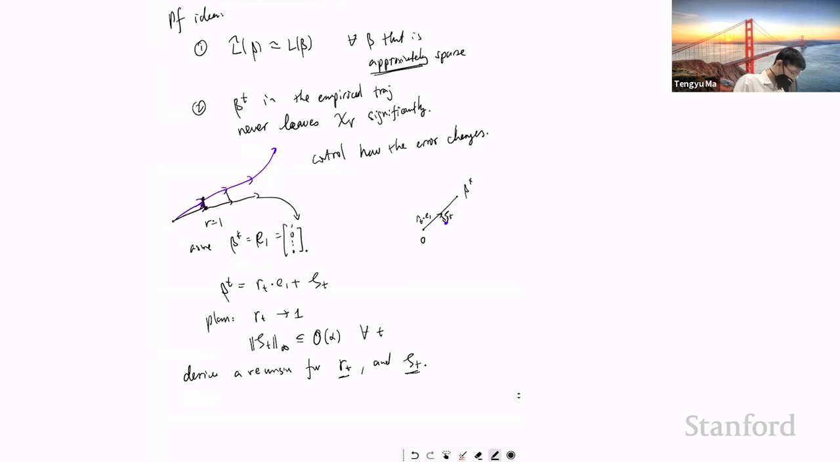Let's see. How do I quickly simplify these notes? I think I had some backup plan. Yes, here.